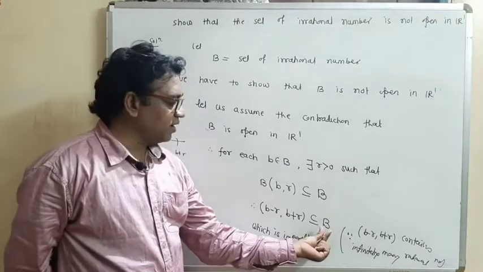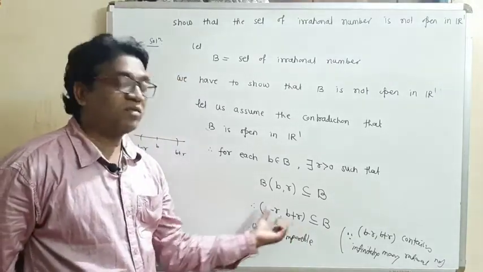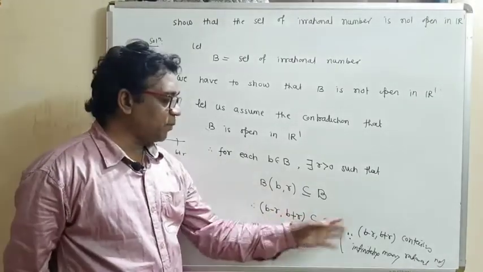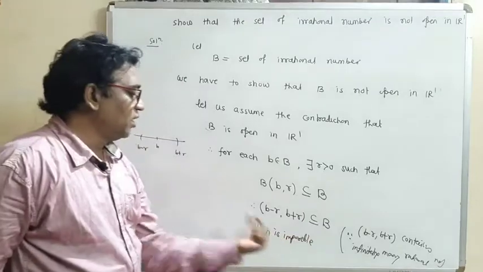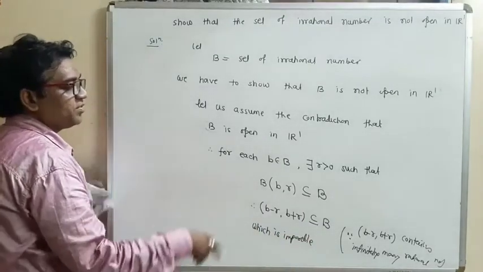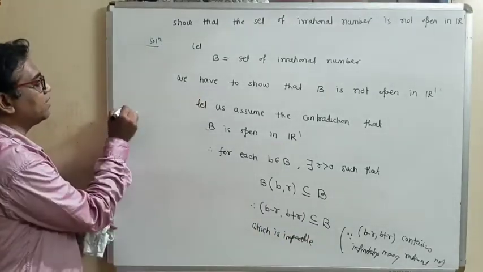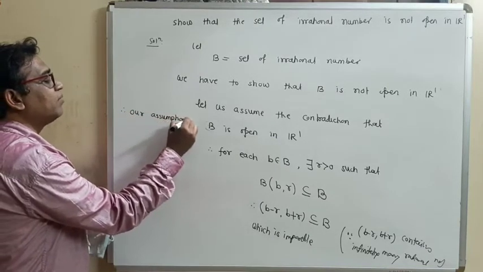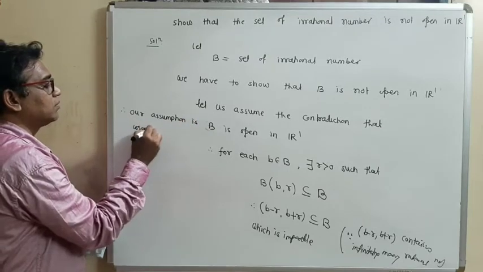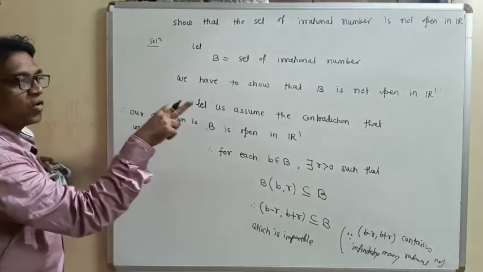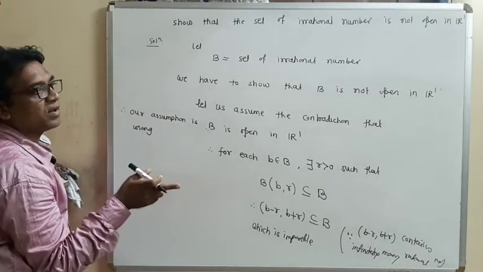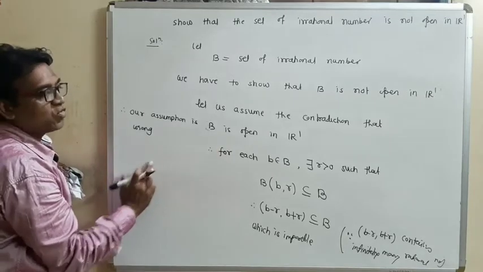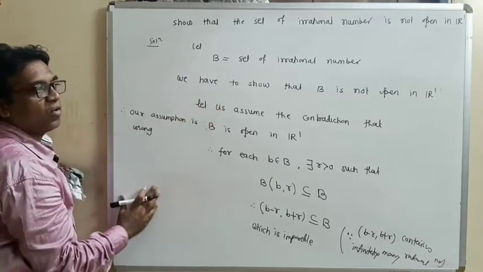So B contains irrational numbers, and what is this left hand side? It is some interval b minus r to b plus r. So obviously it contains many rational numbers. So this is never possible. This is not a subset of this particular set. So this is impossible, which means our assumption is wrong. Which assumption? That B is open in R1. This is wrong. So what is the correct assumption? B is not open in R1.